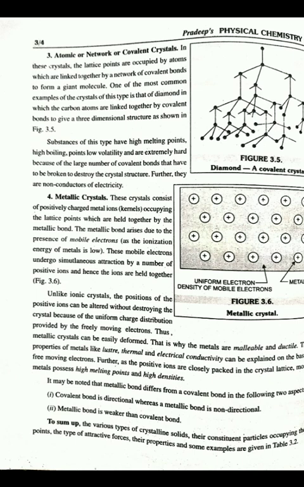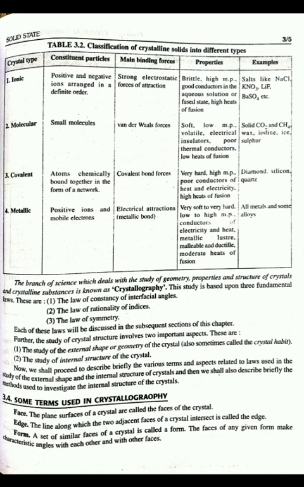To sum up, the various types of crystalline solids, their constituent particles occupying the lattice points, the type of attractive forces, their properties, and some examples are given in Table 3.2. Table 3.2. Classification of crystalline solids into different types. Crystal type: ionic, molecular, covalent, and metallic.